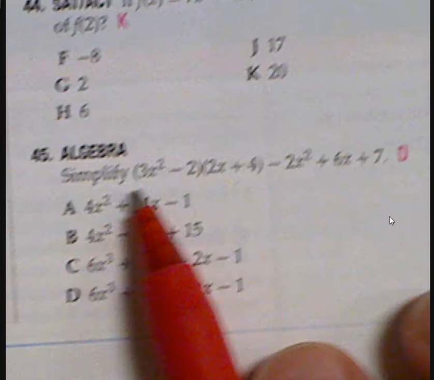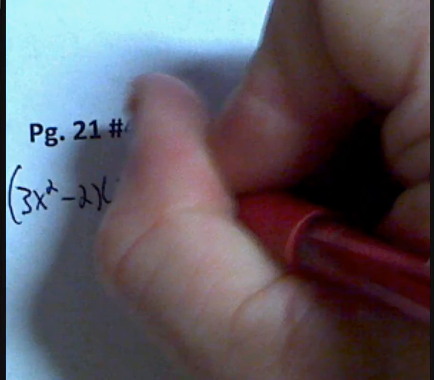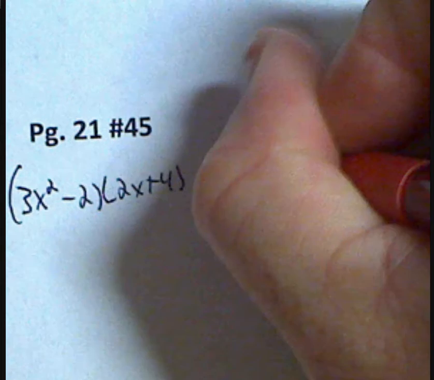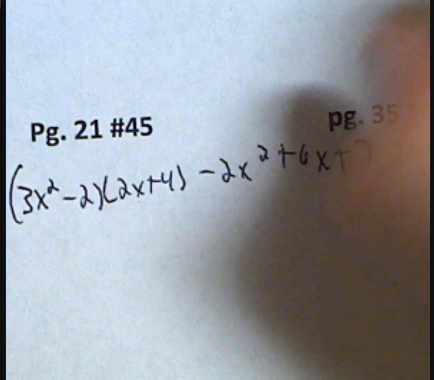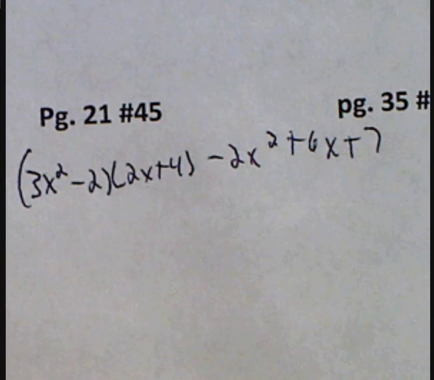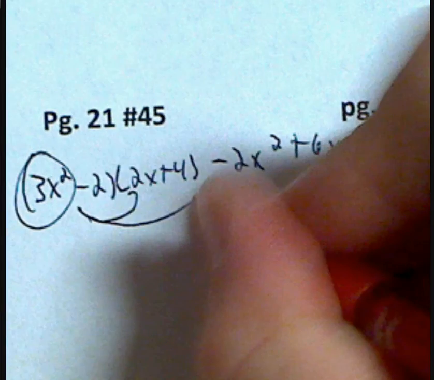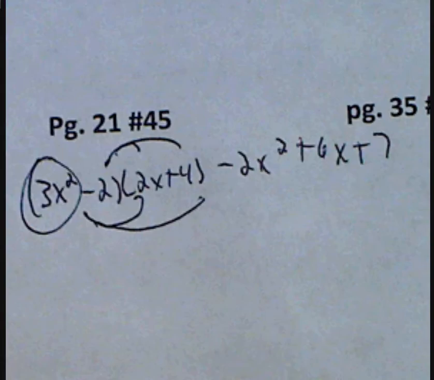Page 21, number 45, algebra. I need to go ahead and simplify this. So we have 3x squared minus 2, times 2x plus 4, minus 2x squared plus 6x plus 7. I love this question that I gave you as well. So we need to go ahead and take turns factoring. I've taught you that.